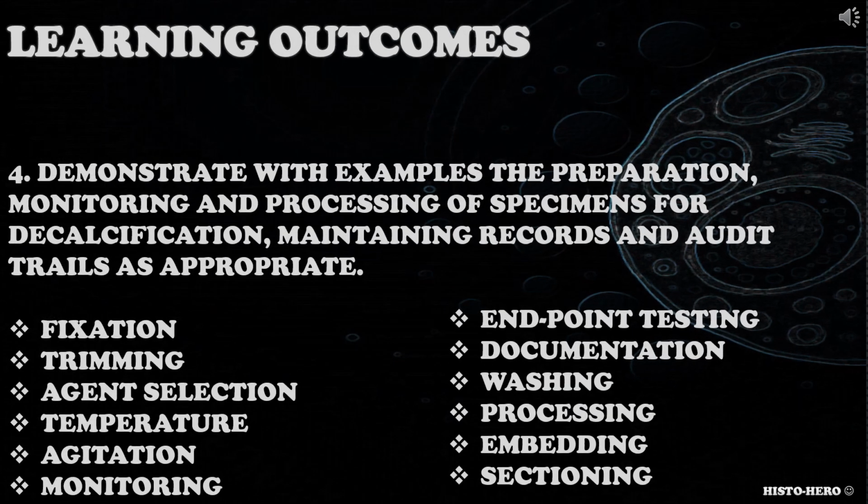The fourth learning outcome is for the candidate to demonstrate with examples the preparation, monitoring, and processing of specimens for decalcification, maintaining records and audit trails as appropriate. How would you prepare, monitor, and process samples for decalcification? How would you record decalcification process? How would you keep audit trail? Consider fixation, specimen trimming, selection of the appropriate type of decalcifier, using temperature and agitation to speed up the process, monitoring using physical test, endpoint testing via chemical or radiographic tests, recording regular checks and endpoint test results, documentation, sample washing following decal and further processing of decalcified sample.